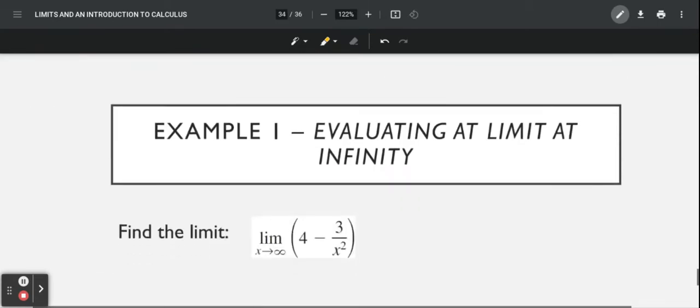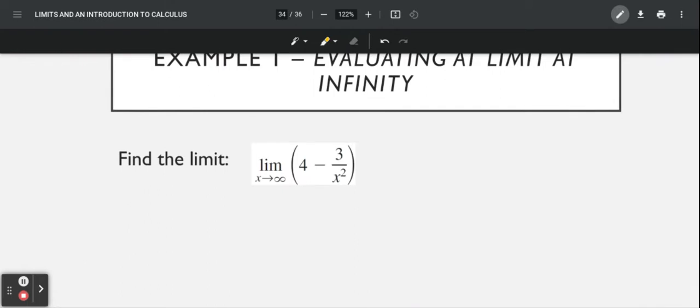So if we needed to find this limit, the first thing you look at is, okay, we have an infinity, which means we need to decide what the degrees of those numerators and denominators are, and we need to be in standard form. So your first step is to put your function in standard form.